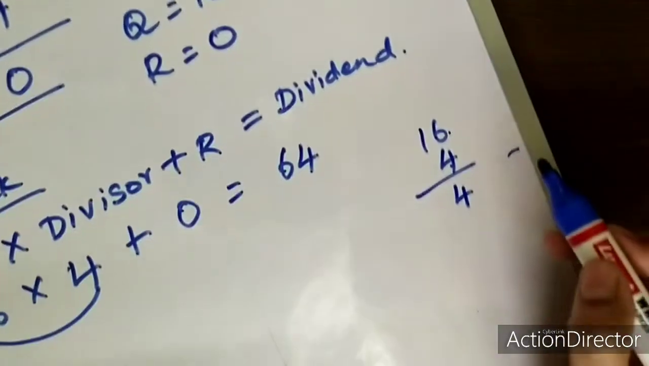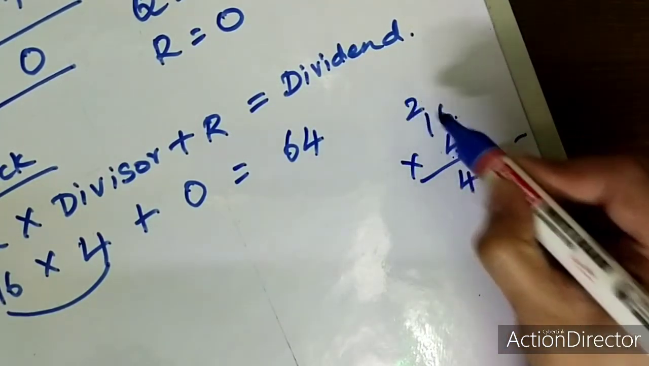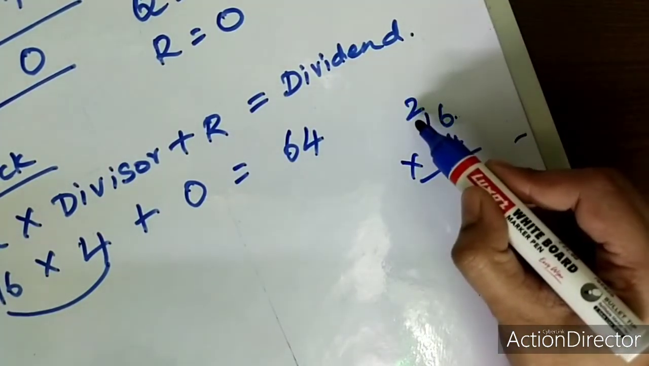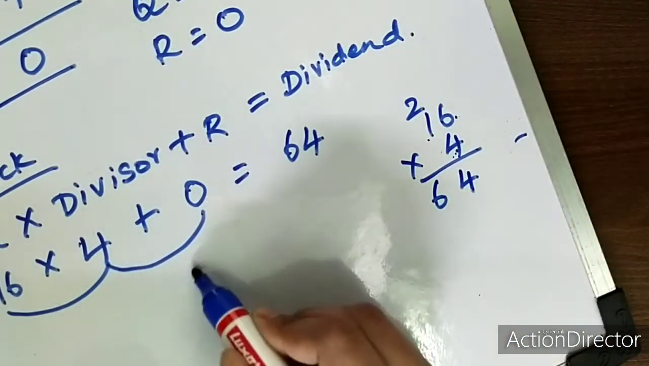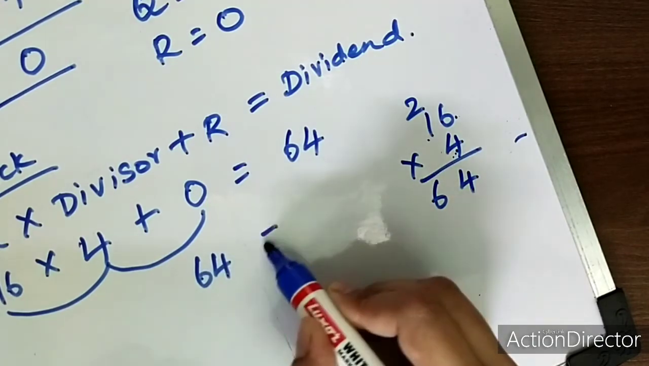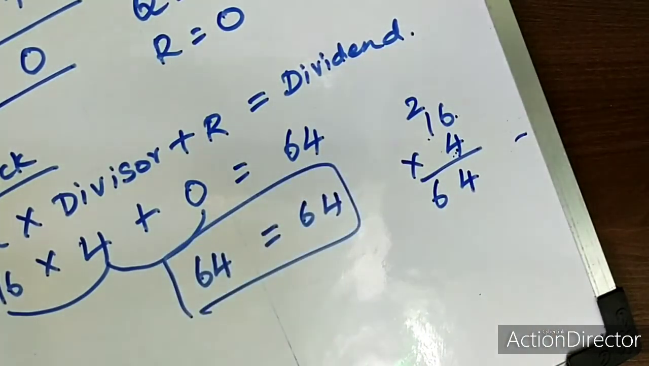Yes, can you see? Yes, 6 fours are 24. 4, 2 carry. 4 ones are 4 plus 2, 5, 6. So 64 plus 0, it is 64. 64 is equal to 64. So we have got the correct answer. So this is how you will do the division and check with the answer.